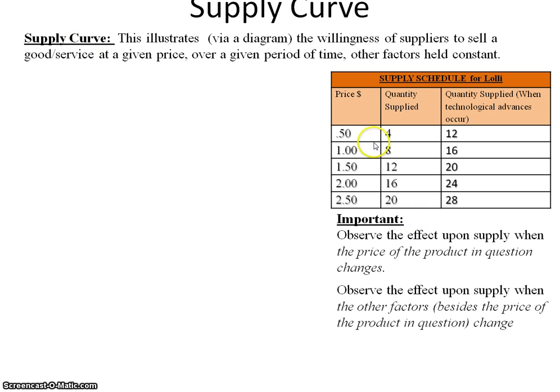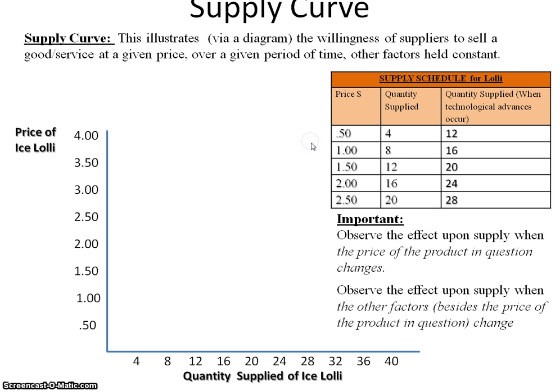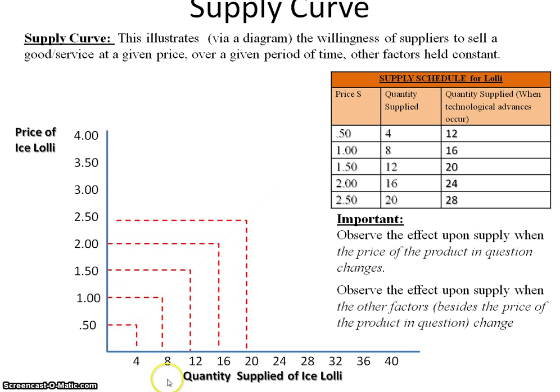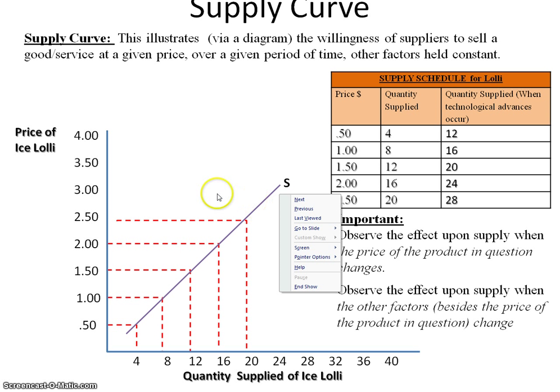So to construct our supply curve, we simply plot our diagram. We have the price of lollies again on the y-axis and the quantity supplied of ice lolly on the x-axis. And therefore, when price is 50 cents, 4 units would be supplied. When price is $1, 8 units would be supplied. $1.50, 12 units, $2, 16, $2.50, 20 units. And we can now connect all of the points, and we would have derived our supply curve.